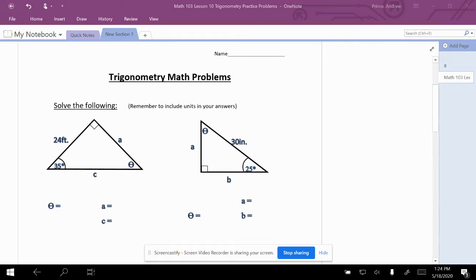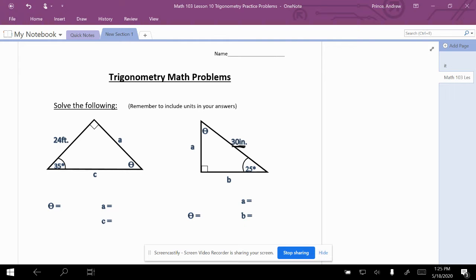So we'll start off with the 30-inch hypotenuse here. If you're looking at this triangle on the right, we have a 30-inch hypotenuse value and a 25-degree angle, and those are our two knowns. What they're asking us to solve for is theta, the missing angle, the adjacent side of the 25 degrees, and the opposite side, which is B and A respectively.